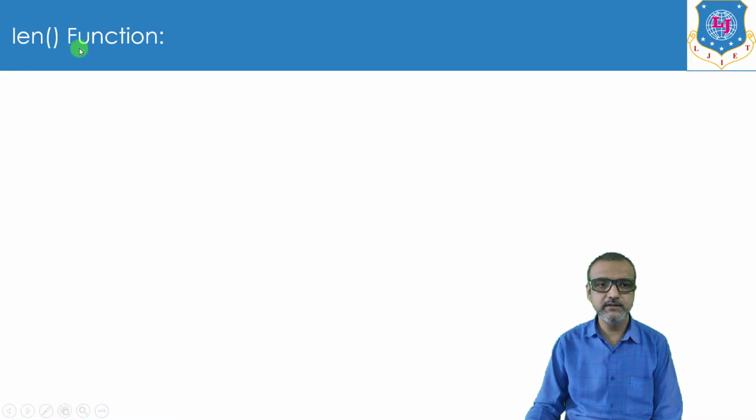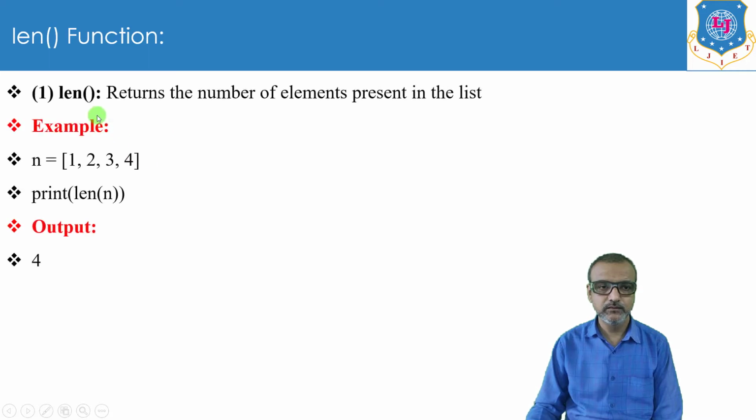First of all, we will see the len function. What will the len function do? It returns the number of elements present in the list. For example, n equals to, in the list we have 1, 2, 3, 4. So print of len of n will give us the total number of elements present in the list, that is 4. So the output is 4.